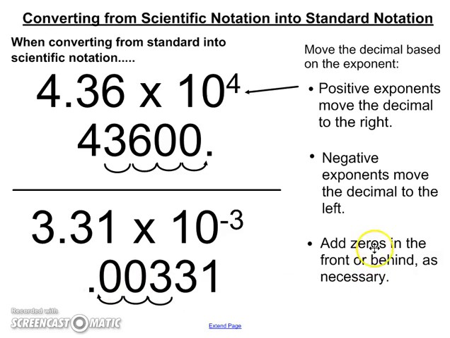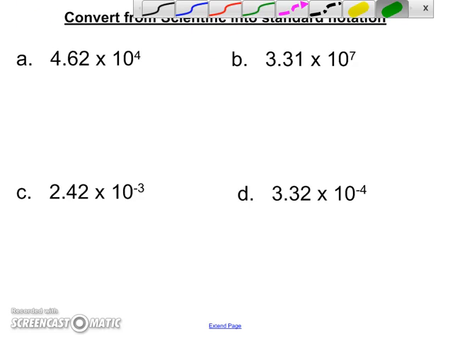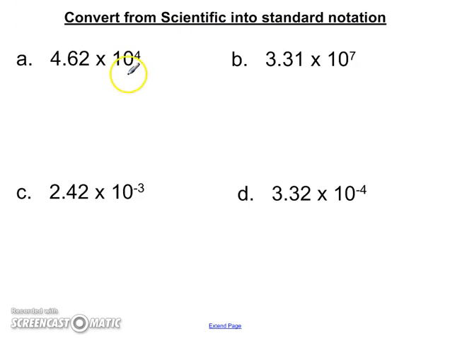Now, the important part of that is, once we move to the right or left, we may have to add zeros. In this one here, you'll notice I had to add 2 zeros in order to give me my 4 places. In this particular case, you'll notice I had to add 2 zeros to get me my 3 places to the left. So we are going to add zeros if necessary, but it's not always necessary. So now, let's multiply. We're going to convert from scientific notation into standard notation.